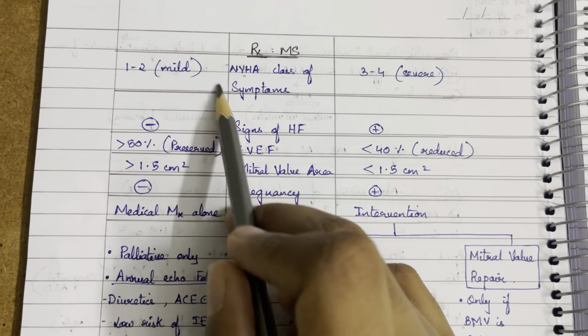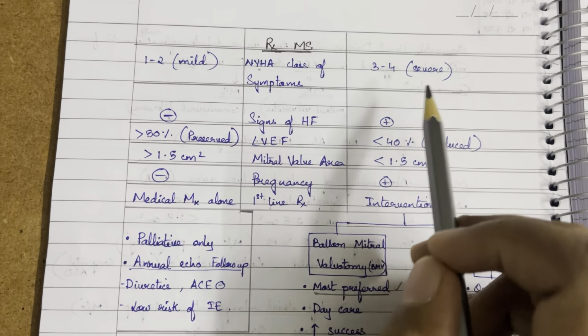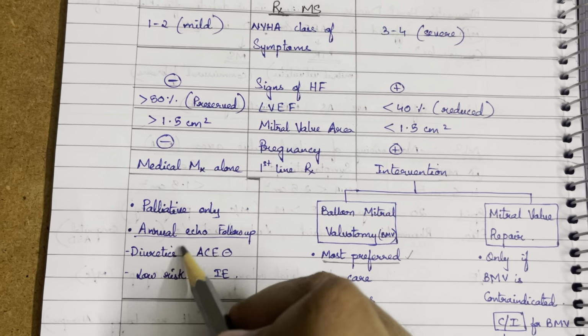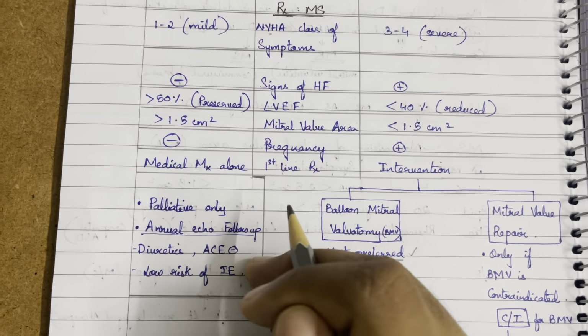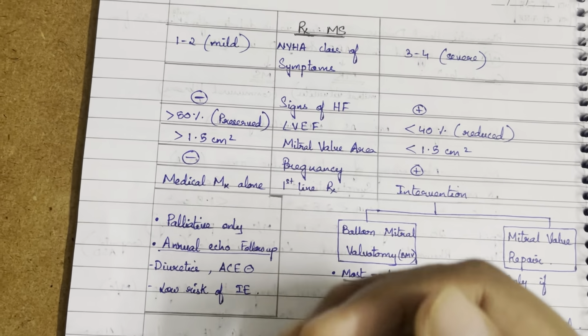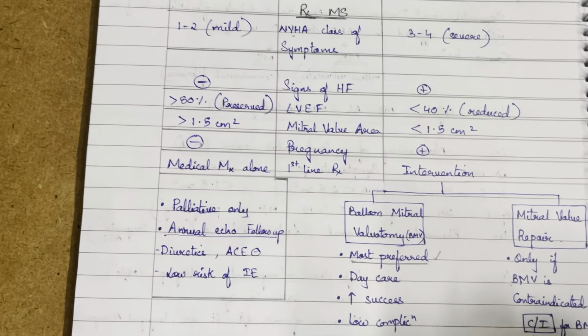Okay, there are no signs of heart failure in mild. There are signs of heart failure in severe. So mild, you'll treat it with medical management alone. So palliative, you give diuretics and ACE inhibitors to reduce the load on the heart, and also if you are going to undergo any procedures, you'll give some antibiotic prophylaxis.